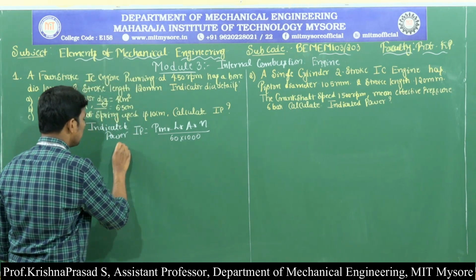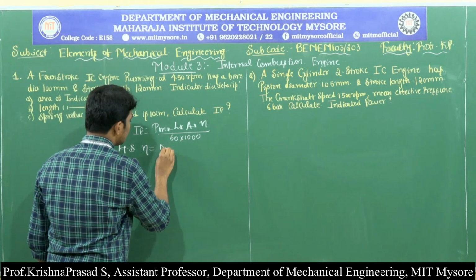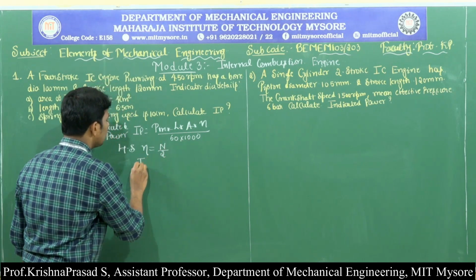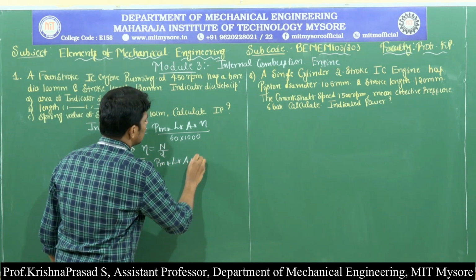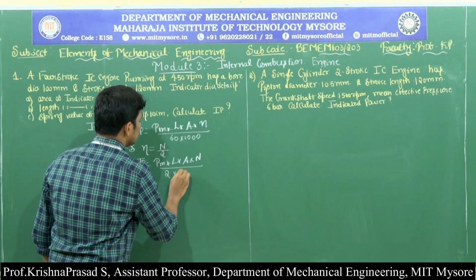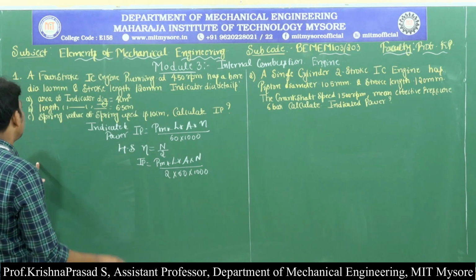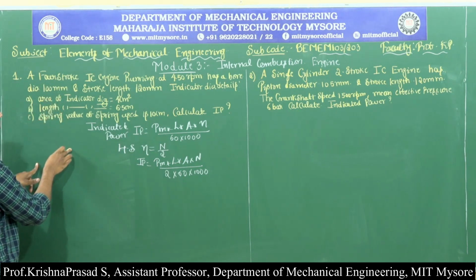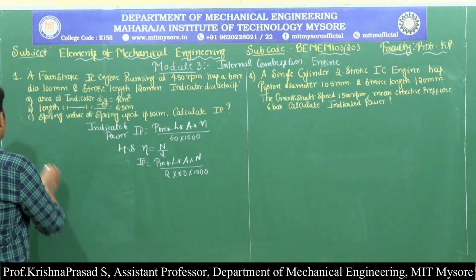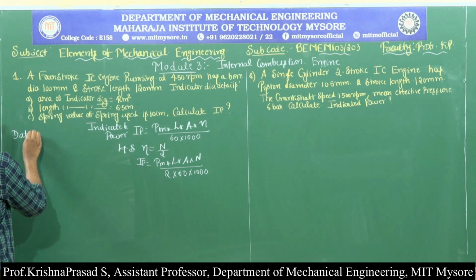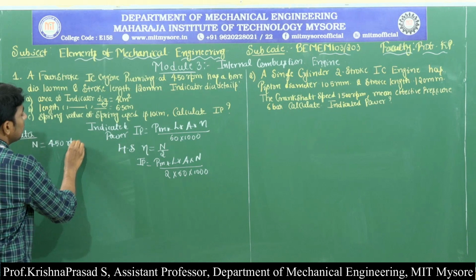Okay, if it is a 4-stroke engine, then small n equals capital N by 2, hence the formula changes into IP equals PLAN by 2 into 60 into 1000. Now just write down the data they have given. The first one is the 4-stroke IC engine running at 450 rpm, that is capital N equals 450 rpm.